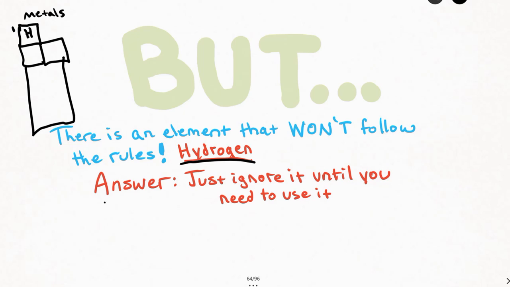But hydrogen sometimes doesn't really behave like a metal. So what you do when this pops up is just ignore it and don't sweat it, because you're just going to get used to it. You're just going to get used to hydrogen popping around, doing different things, following different rules in different cases, and you'll just get used to it. It's really not as confusing as it may sound at first.